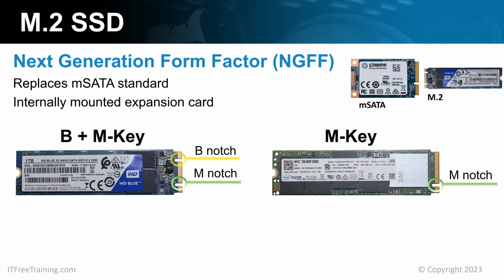The main difference between the two, other than the notches, is what interface they support. B plus M key supports Advanced Host Controller Interface, or AHCI. This interface is used to support SATA devices. So essentially, these M.2 SSDs are designed for backwards compatibility. The AHCI protocol was designed with hard disks in mind and not solid-state drives. Thus, it does not handle things like multiple requests at the same time very well.